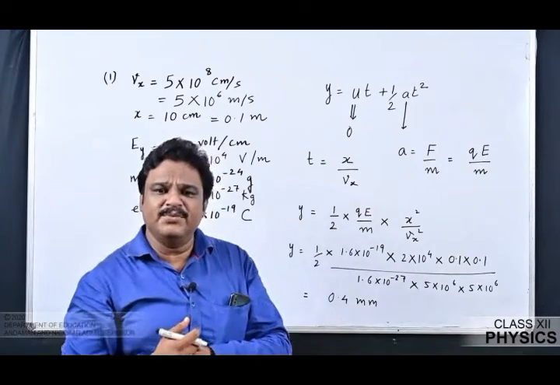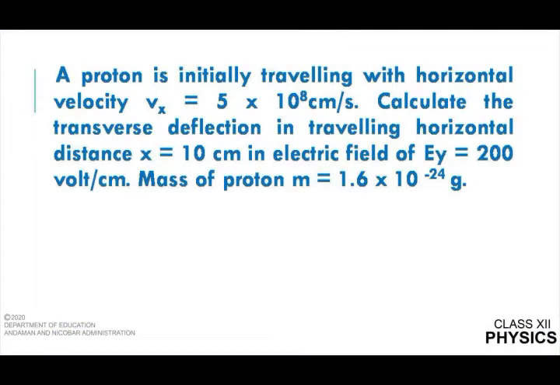So I'm going to read back the question once again. A proton is initially traveling with horizontal velocity Vx equal to 5 into 10 power 8 centimeter per second. Calculate the transverse deflection in traveling a horizontal distance x equal to 10 centimeter in an electric field of Ey equal to 200 volt per centimeter. Mass of the proton is 1.6 into 10 power minus 24 gram.